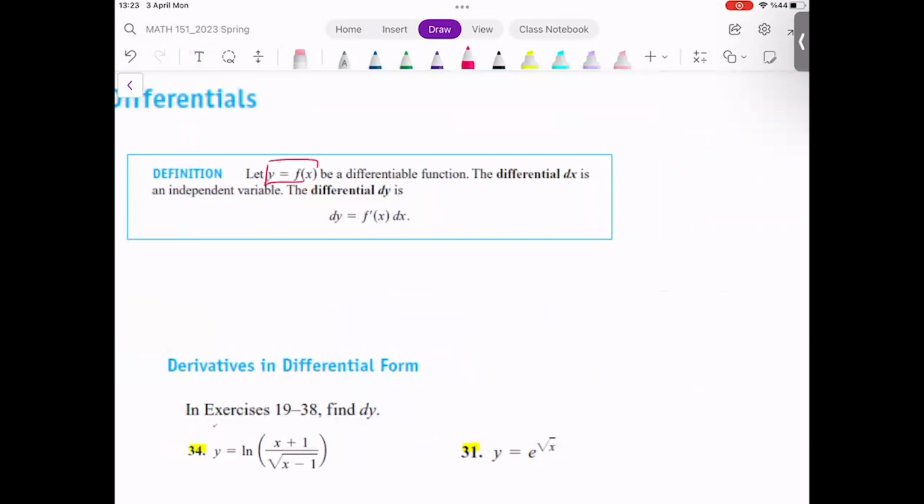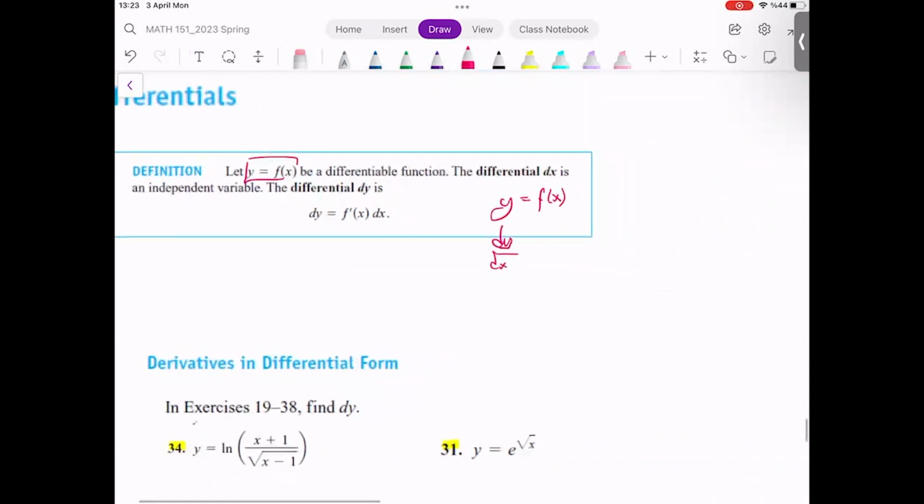Okay, let's say y is f of x. How do you compute dy over dx? Of course, you take the derivative of both sides. And from here, you can write dy alone on the left.